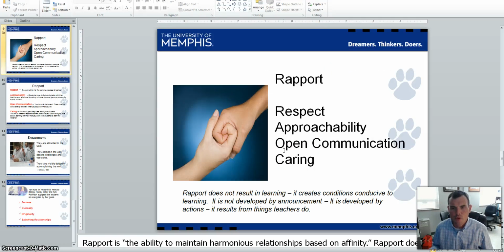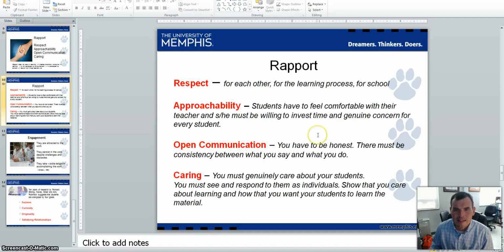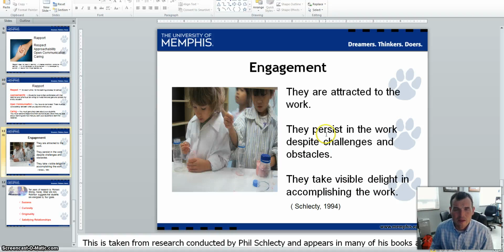Rapport, respect, approachability, open communication, caring. To me, this should happen without effort. I think most teachers want to show care towards their students. They want to have a level of respect. They want students to be able to enjoy being with them, to approach them whenever they have any concerns or things they want to share with the teacher. And so here we have a description of what each of those terms represent.